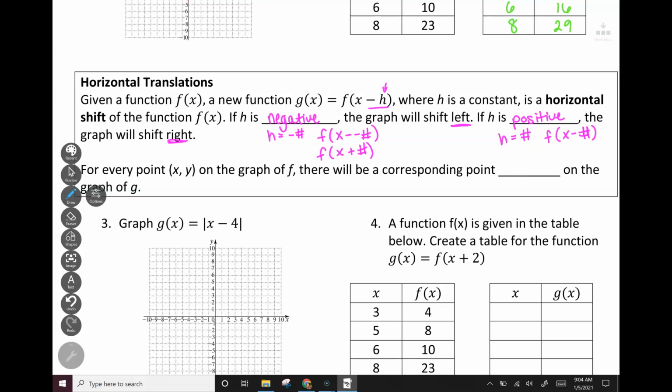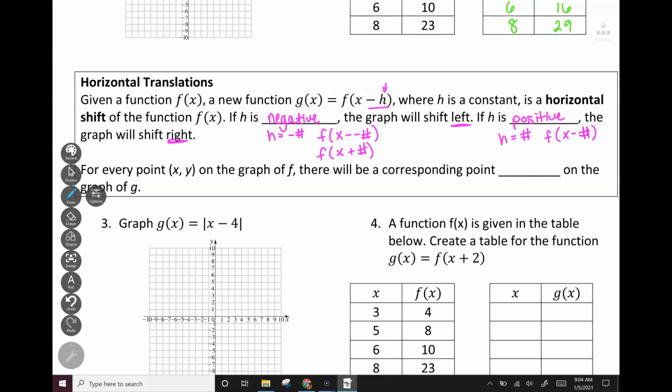To me, I always think of it as it's going to go the opposite way of what I would expect, right? Because when I see the plus sign in the middle, I would think it should move to the right because that's where the x values are larger. But because the original starts out with the minus sign, it actually goes the other direction. So it's actually going to go left when you have a plus sign and right when you have a minus sign.